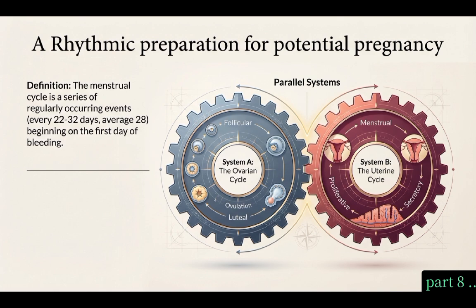Now, let's define the menstrual cycle. So the menstrual cycle is a series of regularly occurring events. It occurs every 22 to 32 days. On average, it occurs every 28 days in most women, beginning on the first day of bleeding to the last day of the menstrual cycle. And this is something every woman must go through to be medically fit to give birth to a baby.